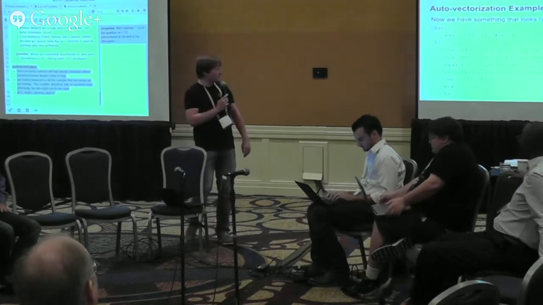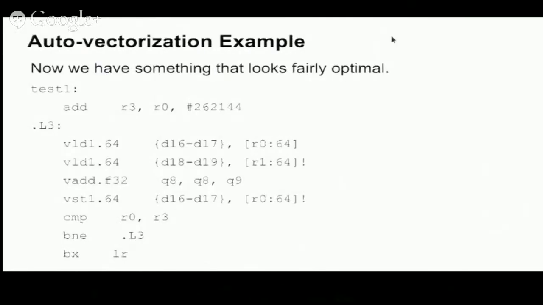So that's what happens once we tell it about the alignment, which looks pretty good. I don't think there's really much we could do better than that. It's doing 2 pairs each time, and also incremental updates. So that's pretty much what we wanted in the beginning. It's kind of tricky to get the vectorizer to do exactly what you want, but -ftree-vectorizer-verbose is your friend.